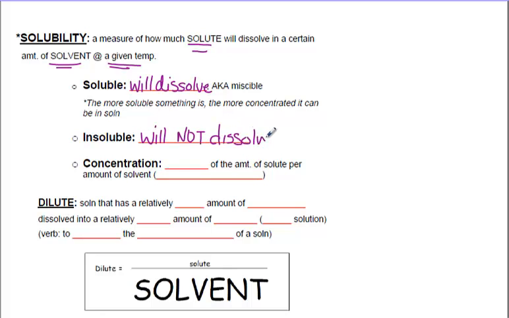And concentration now, it's a little different than solubility. Concentration is the ratio of the amount of solute per amount of solvent. So it's solute versus solvent and the amount. And it doesn't have to do with temperature.